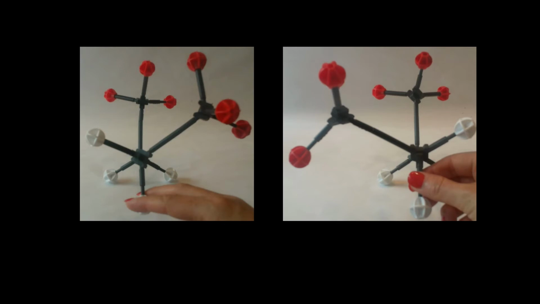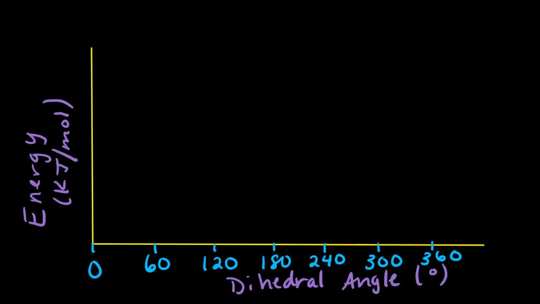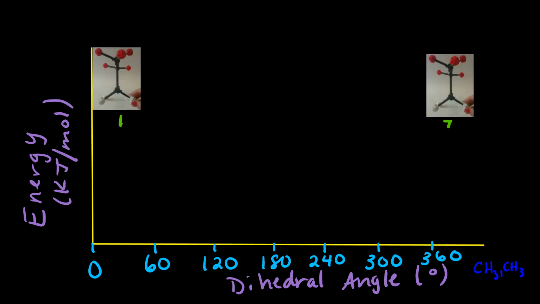So once again, here's a look at that gauche interaction that you have taking place that costs 3.8 kJs per mole. And that's due to a steric repulsion between the 2 methyl groups. So if we want to create an energy profile like we did for the carbon-carbon bond rotation of ethane, we can do the same thing with butane with respect to the C2-C3 bond rotation and taking a look at the CH3-CH3 dihedral angle.